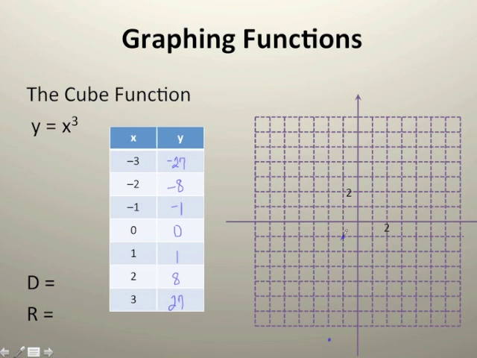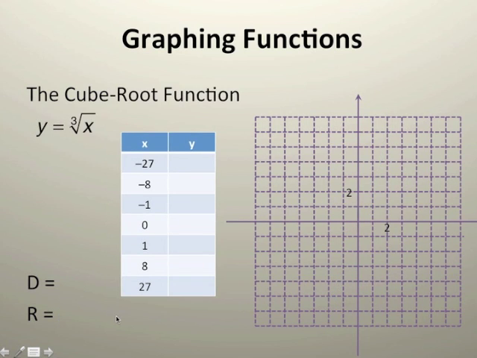Negative 1, 0, 0, 1, 1, and 2, 8. Now, please do not draw this straight across here. This has a little bit of a curve as it comes up here. A curve, and it kind of curves, kind of a little wave, more like that. So this is the cube function. The domain, x values, are all real numbers, and so is the range, also all real numbers.